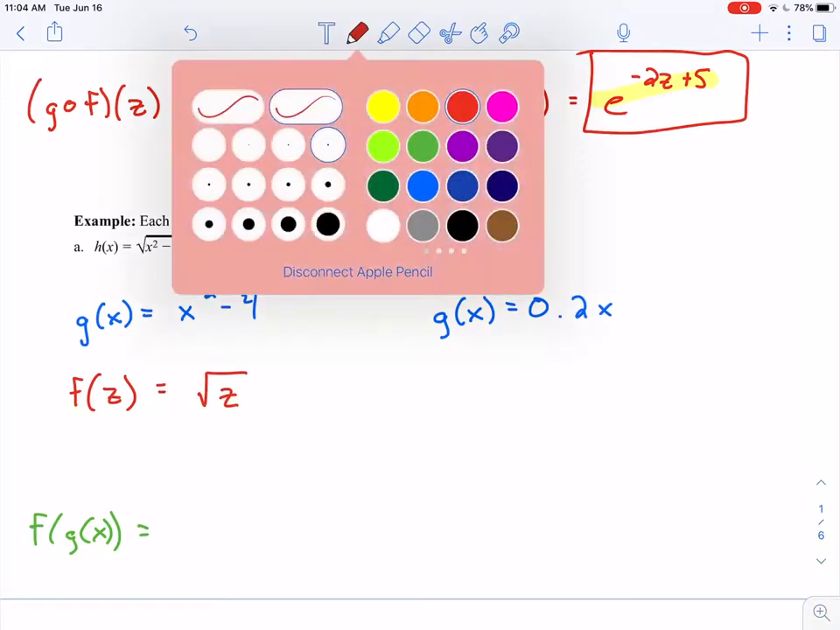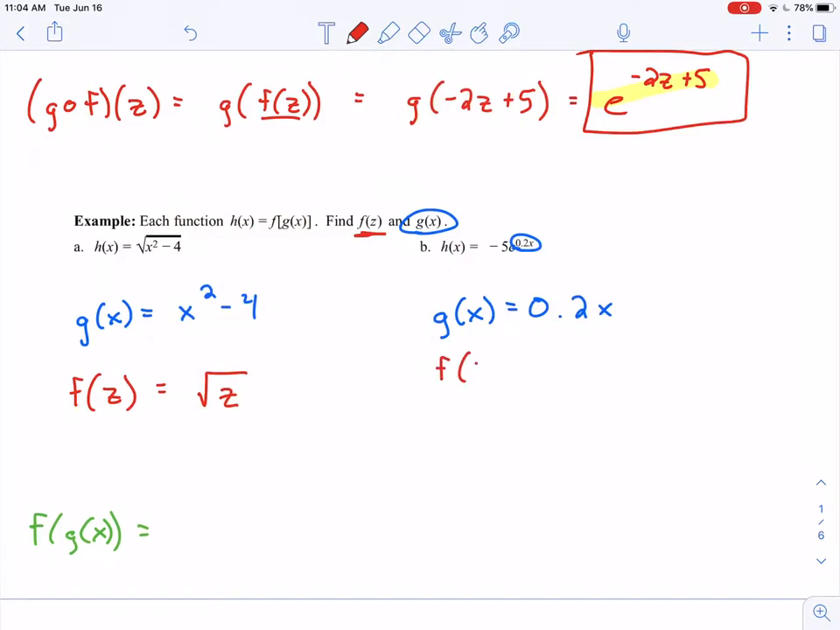Meanwhile, f of z, I'm going to look at my starting function, and I'm going to take out this 0.2x and replace it with z. So negative 5 times e to the z power. And again, you should be able to check your answer here. I should be able to take my g of x and plug that in for z, and I should end up with exactly what we started with, which I will let you do.